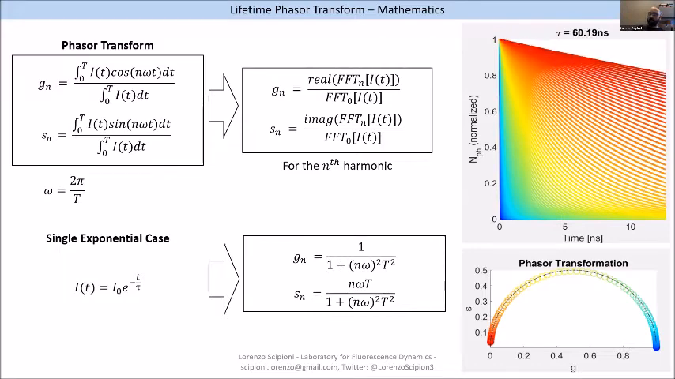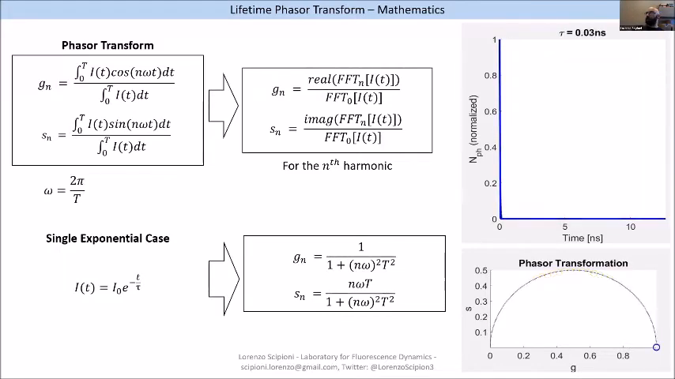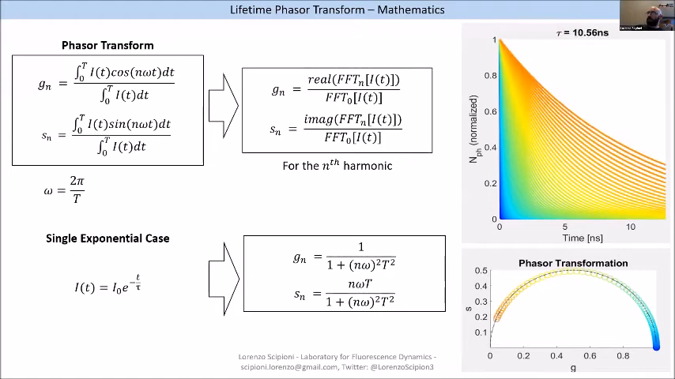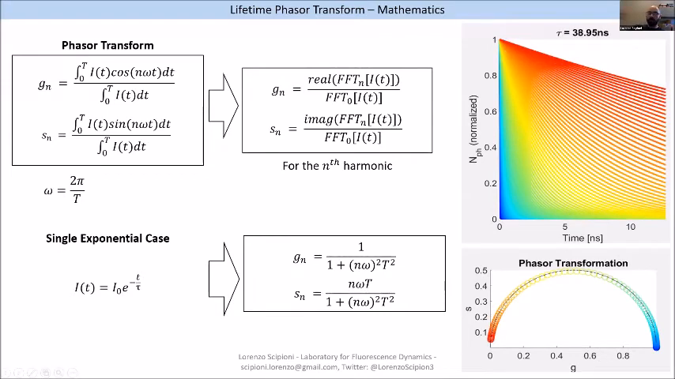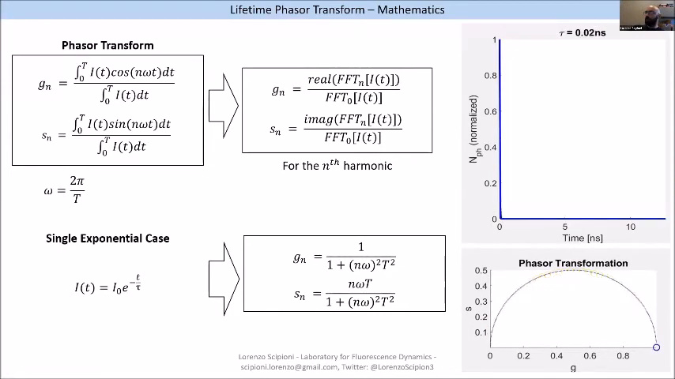Why is this advantageous? Because you have to imagine that you have one of these curves for each pixel of your image, right? Once you transform it, you just have two coordinates and you can visually evaluate what is the lifetime in each pixel of it.